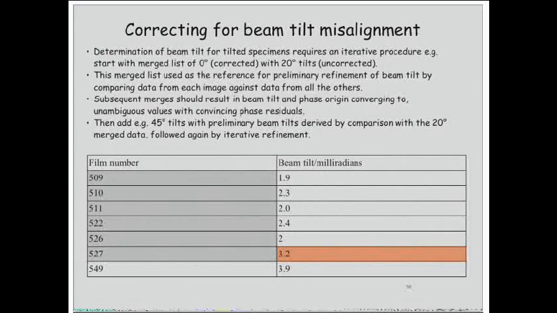Here's an example from some of the data that we were working on. So here's a set of film numbers. All of these were from the same session, 509 to 527. And they've got roughly similar beam tilts, but 527 seems to be a little bit of an outlier. So I would go back to 527 and ask, is there something a little bit wrong? Check it. Here's an image from a different session, and that has a different beam tilt.